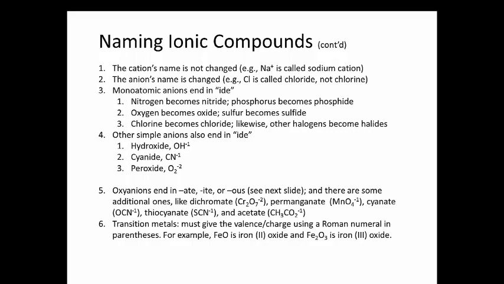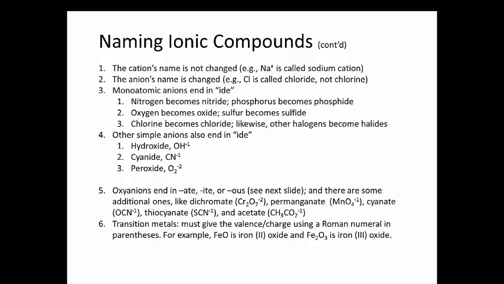And some other simple anions also end in IDE. Hydroxide is OH -1. It's not a monoatomic anion, but we still give it an ide ending. CN- is cyanide. O2 -2 is peroxide. Now I might point out that the O2 -2 is a tricky one that you have to always keep your eye peeled for. Oxyanions. We'll have the whole next slide. We'll talk about oxyanions. They are a little bit more complicated, and we just have to learn the oxyanions.